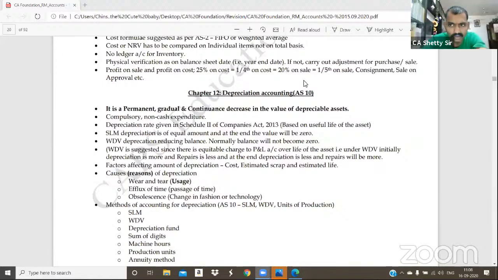Next line. In case 2, WDV, consider repairs: first year nil, hypothetical. Second year 1 lakh. Third year 1.9 lakh. Hypothetical, not exact. It means total debit to P&L is equal to depreciation plus repairs.